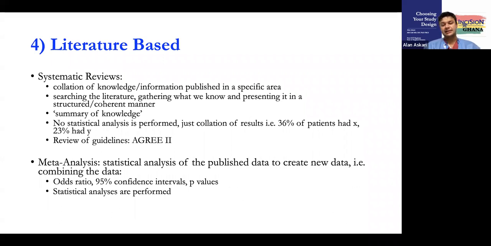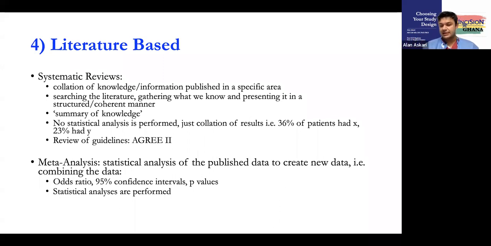Okay, that brings us on to meta-analysis. Now, a meta-analysis cannot be done in isolation. Meta-analysis is essentially a statistical method. So in itself, it's not a study type on its own. It's really incorporated into a systematic review. So you can have a systematic review alone, or you can have a systematic review with meta-analysis.